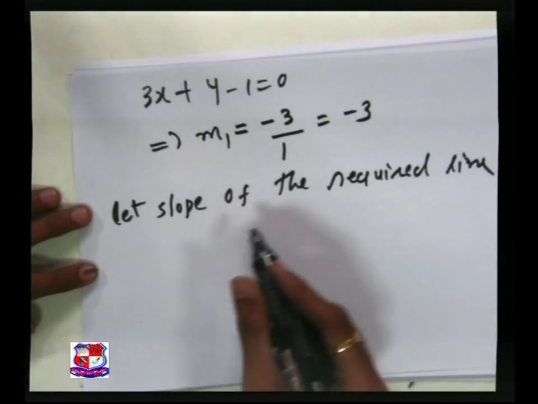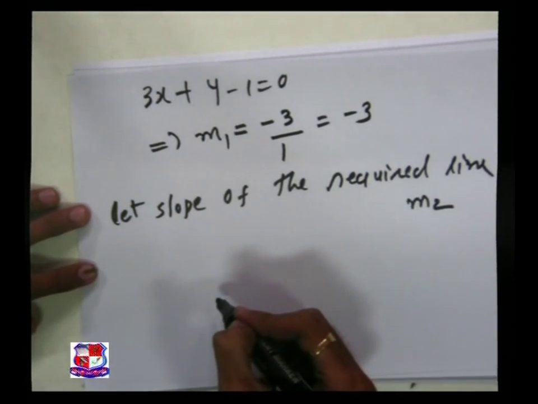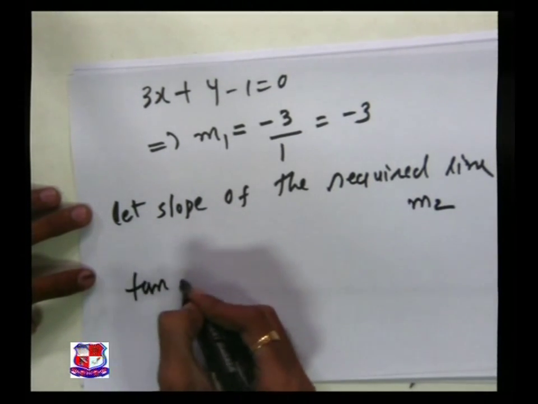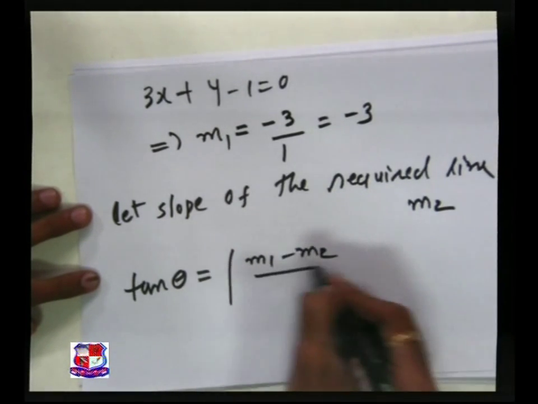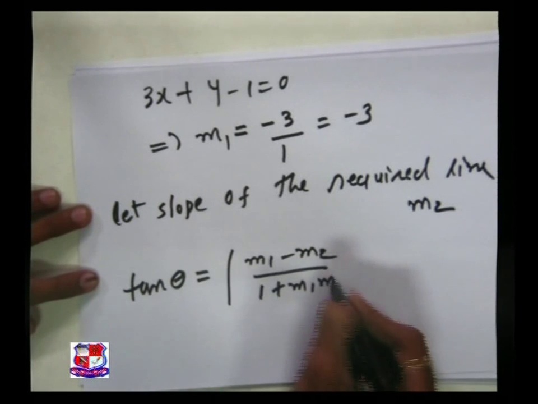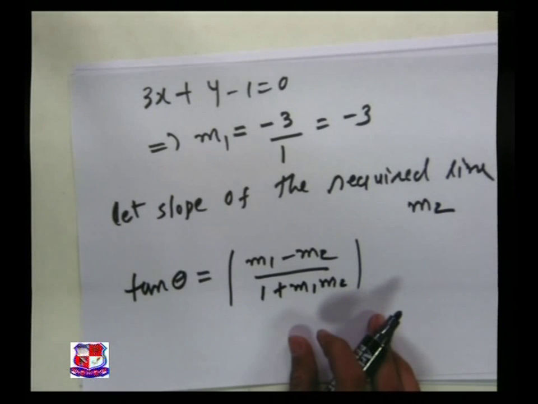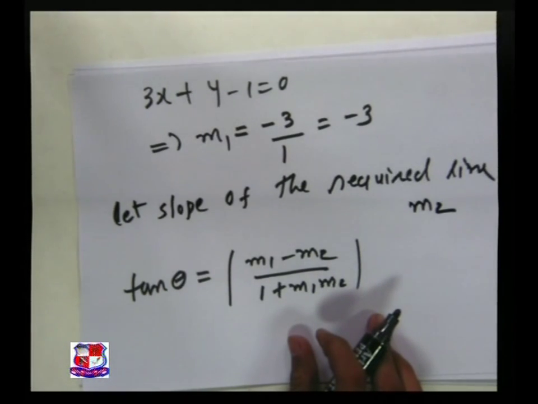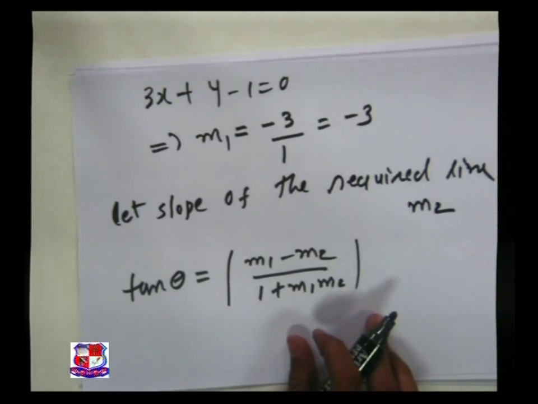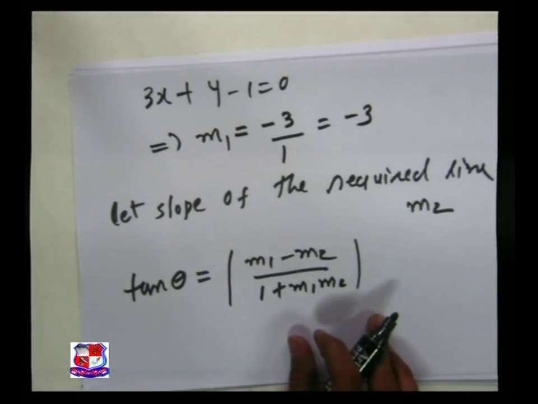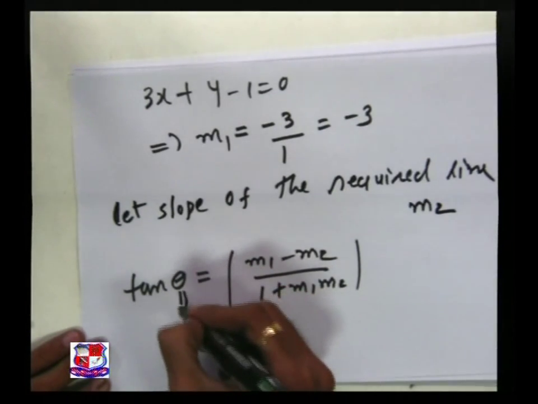Let the slope of the required line be m2. Then tan theta is equal to modulus of (m1 minus m2) upon (1 plus m1 into m2). We have given theta is equal to 45 degrees, because in the question we have been asked to find the equation of the line which is passing through the point (2, 3) and making an angle of 45 degrees. So here theta is equal to 45 degrees.